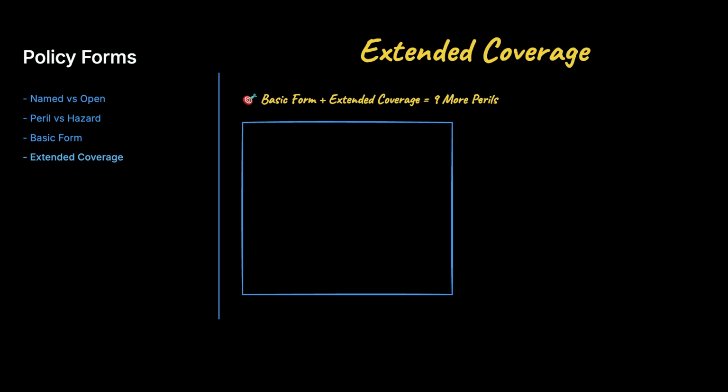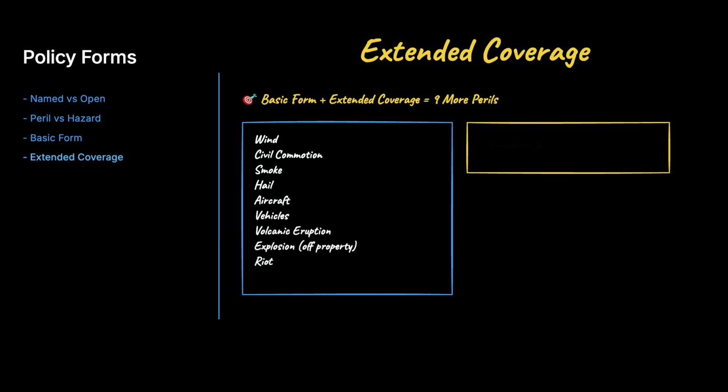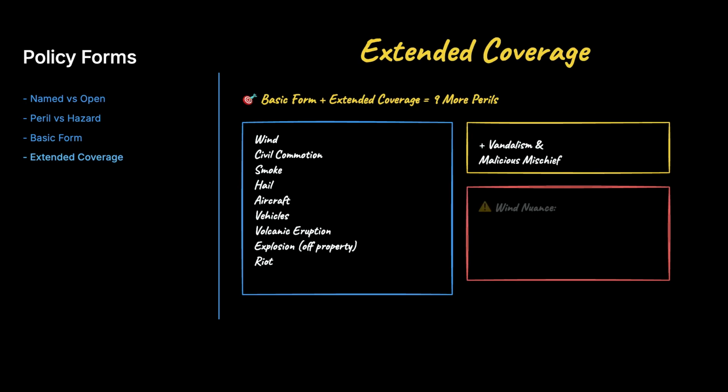Onto basic form, we bolt extended coverage, 9 more perils. Instructors memorize them with a clunky acronym, and the perils are wind, civil commotion, smoke, hail, aircraft, vehicles, volcanic eruption, explosion away from the property, and riot. Then add vandalism and malicious mischief. One nuance: wind covers interior damage only after it first breaks the exterior open.